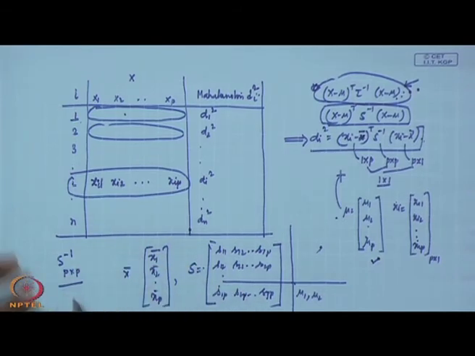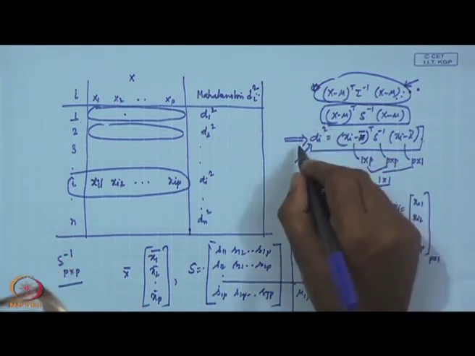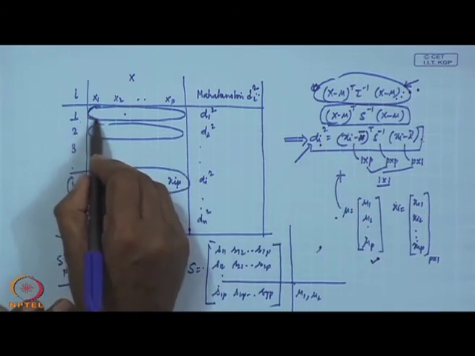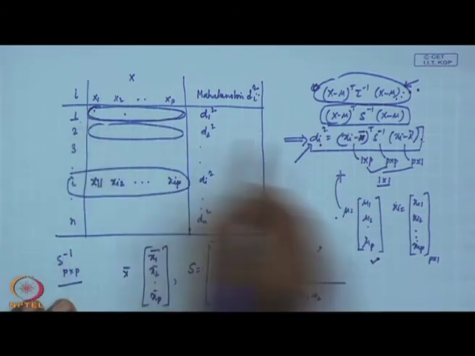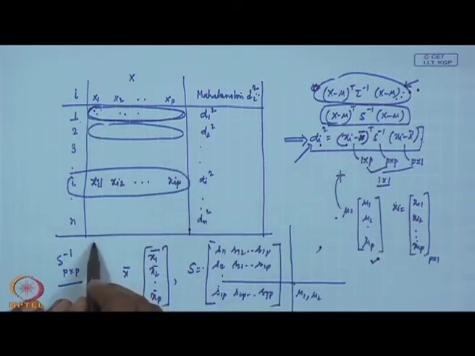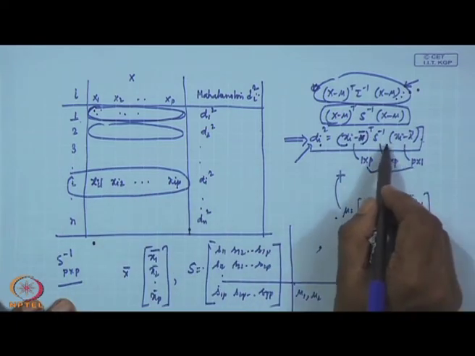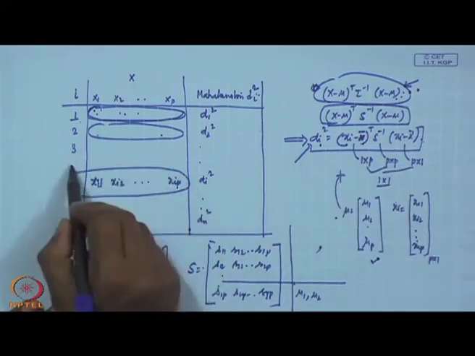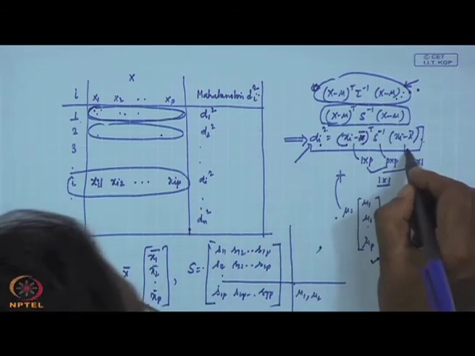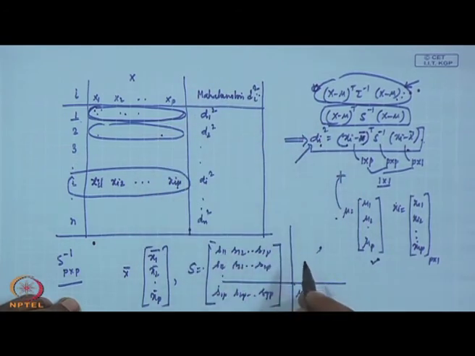Once you have computed all those things, then you go for d i square. For i equal to 1, take the first row, put it here, and every observation will be subtracted by the corresponding mean. Then you go for the second one, third one, like this. And using this equation, you get n number of distance values.